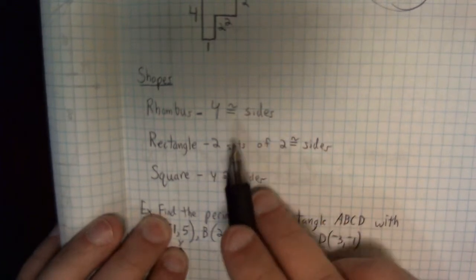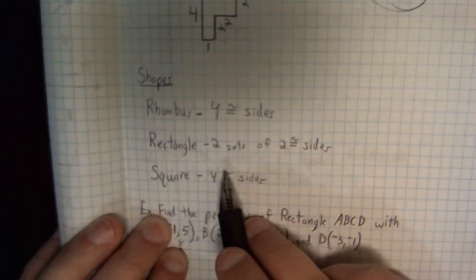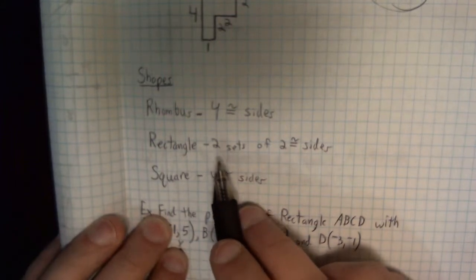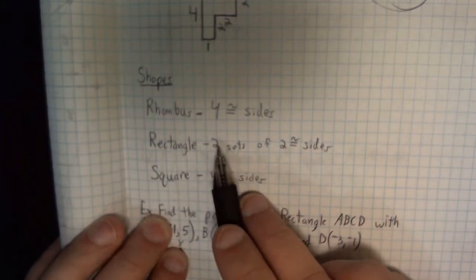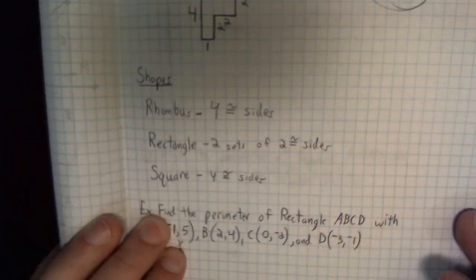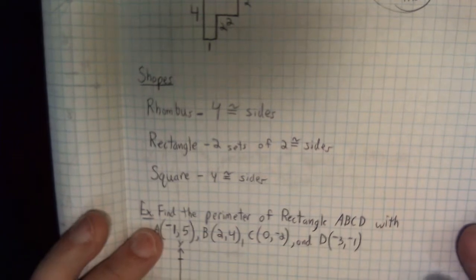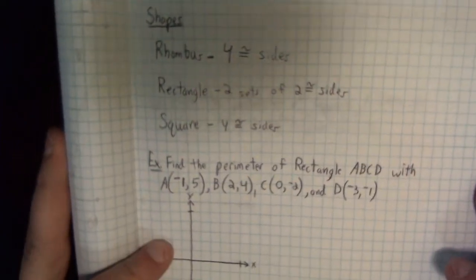So again, rhombus and squares, a lot easier to find the perimeter just by finding one of the sides and multiplying by 4. Rectangles, we'll find one of each of the 2 sides, multiply by 2, and add them together. Okay, so you're going to see that happening in the examples. So let's take a look at what I'm talking about.